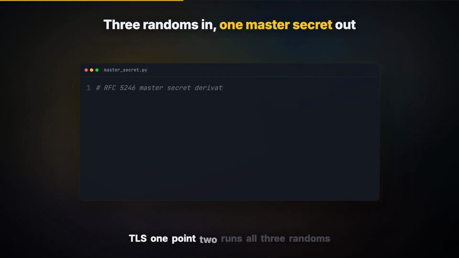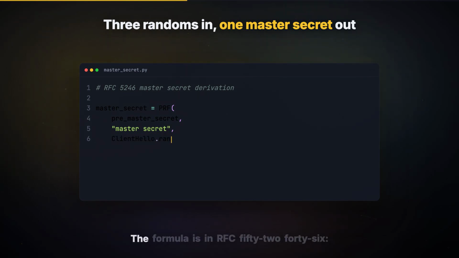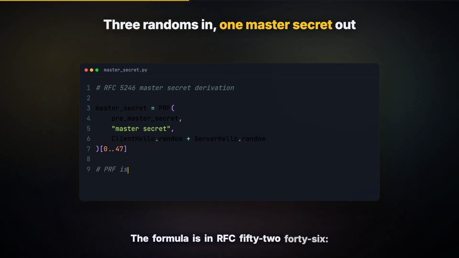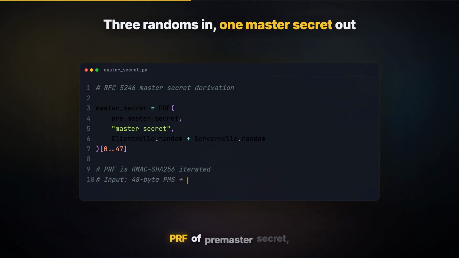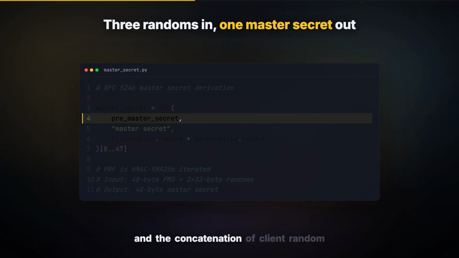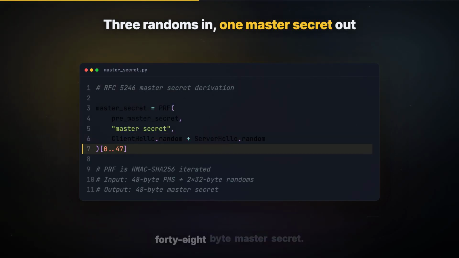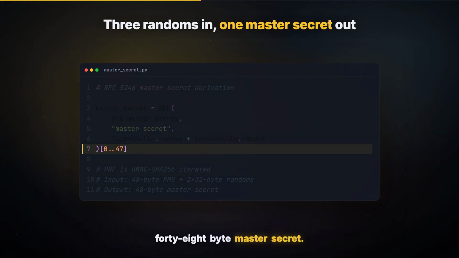TLS 1.2 runs all three randoms through a pseudo-random function. The formula is in RFC 5246. PRF of premaster secret, the literal string "master secret", and the concatenation of client random plus server random. The output is a 48-byte master secret.